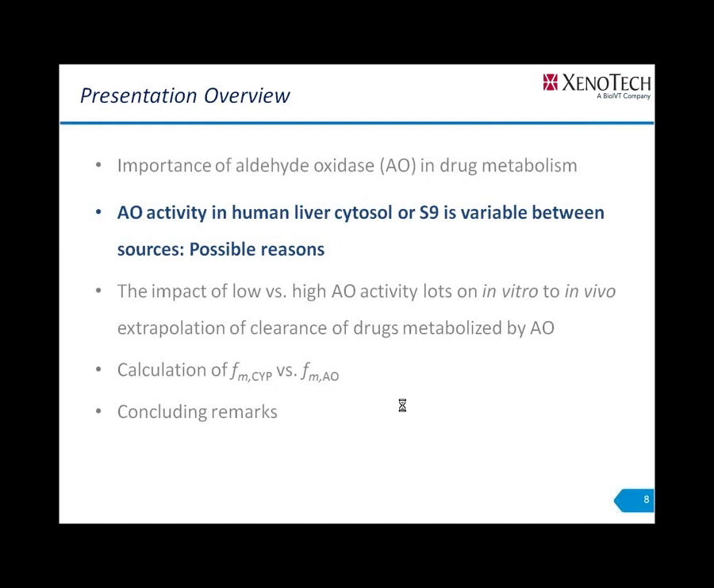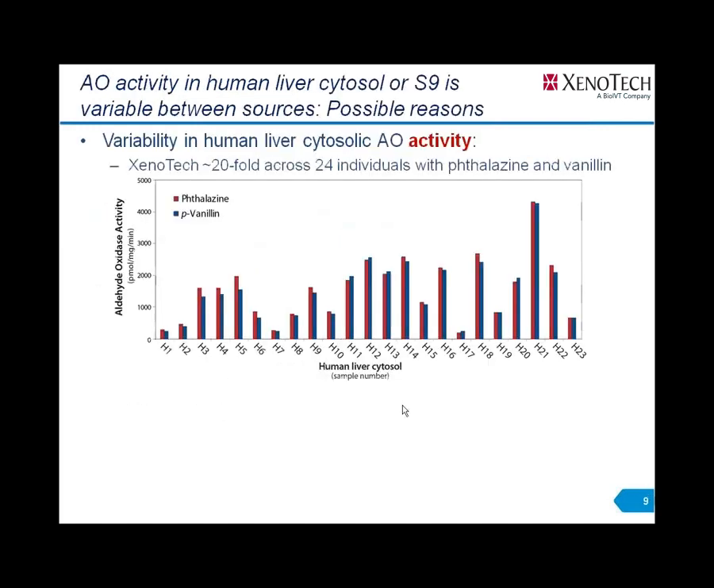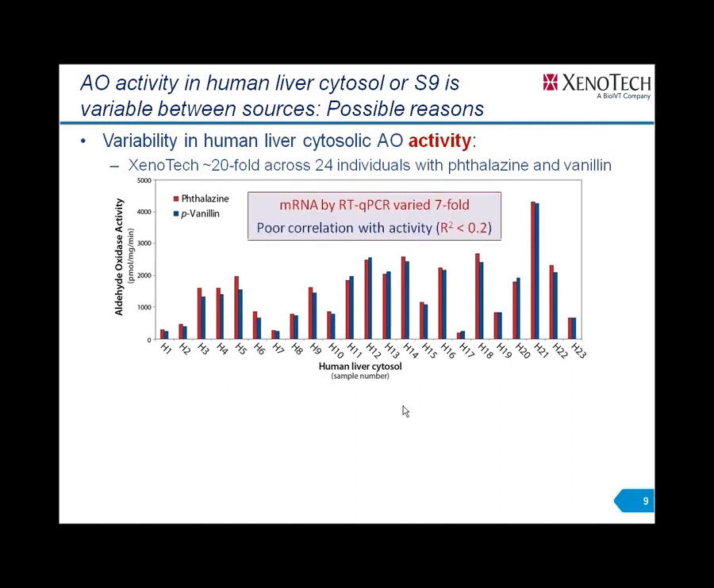So I want to go into the variability that we see and then discuss some of the possible reasons before we move on. The variability, we reported this in 2007 in a poster at ISSX. We showed that across 24 individuals, we see a 20-fold variation with both phthalazine and vanillin. And we also looked at mRNA by RT-qPCR, and we see a 7-fold variation there, but there's a very poor correlation with activity, the R-squared value being less than 0.2.